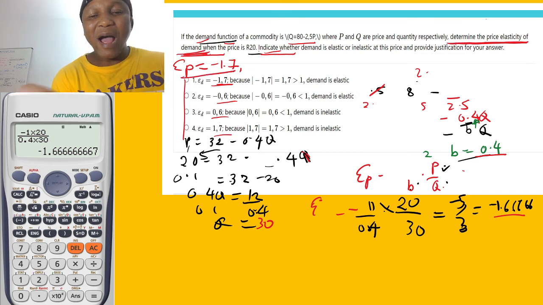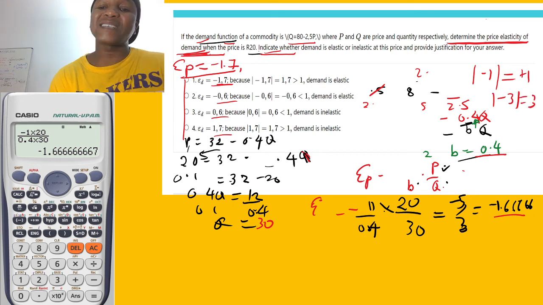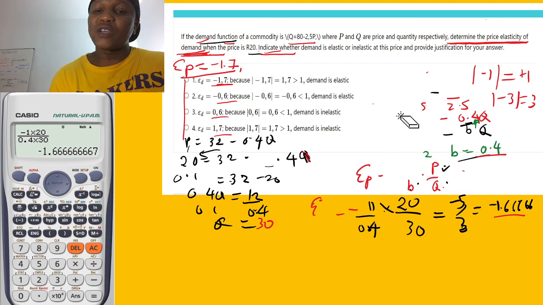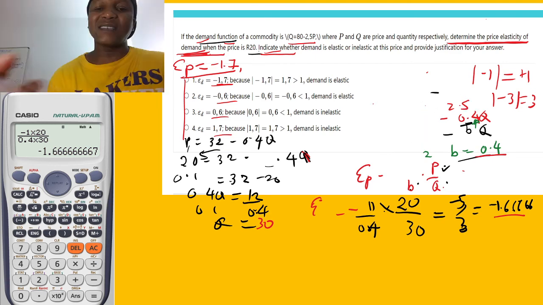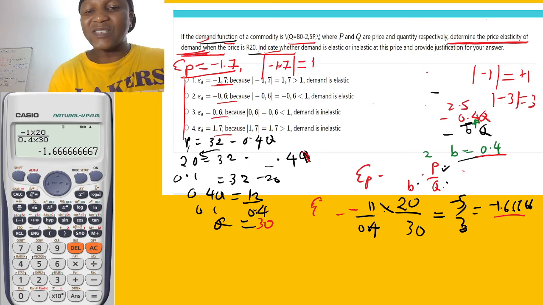So our price elasticity of demand equals that one. But now, how do you determine whether it is elastic or inelastic? Take this number in absolute value. Whenever you have a negative number and you put the absolute value, it becomes positive. Say negative 3, with absolute value it becomes positive 3. So I'm going to take my negative 1.7, put it in absolute value, and it comes out to positive 1.7.